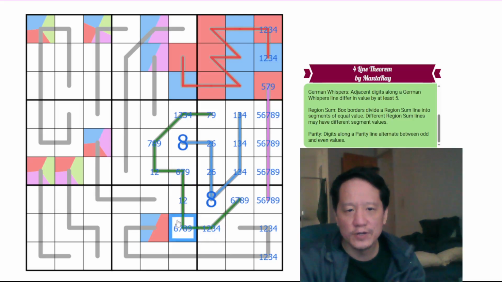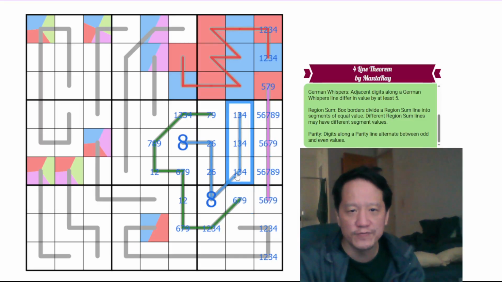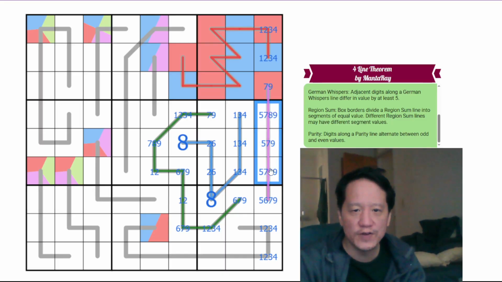Anyways, this can't be 8 here, no 8 here. This is 1, 3, 4. This is 5 and 8 here, so this cannot be 5. This can't be 6 here. So this is 5 and 8 with 7 or 9 here. And this has to be 6 to form a Renban. This cannot be 6 here. It's 7 or 9. These are all even.